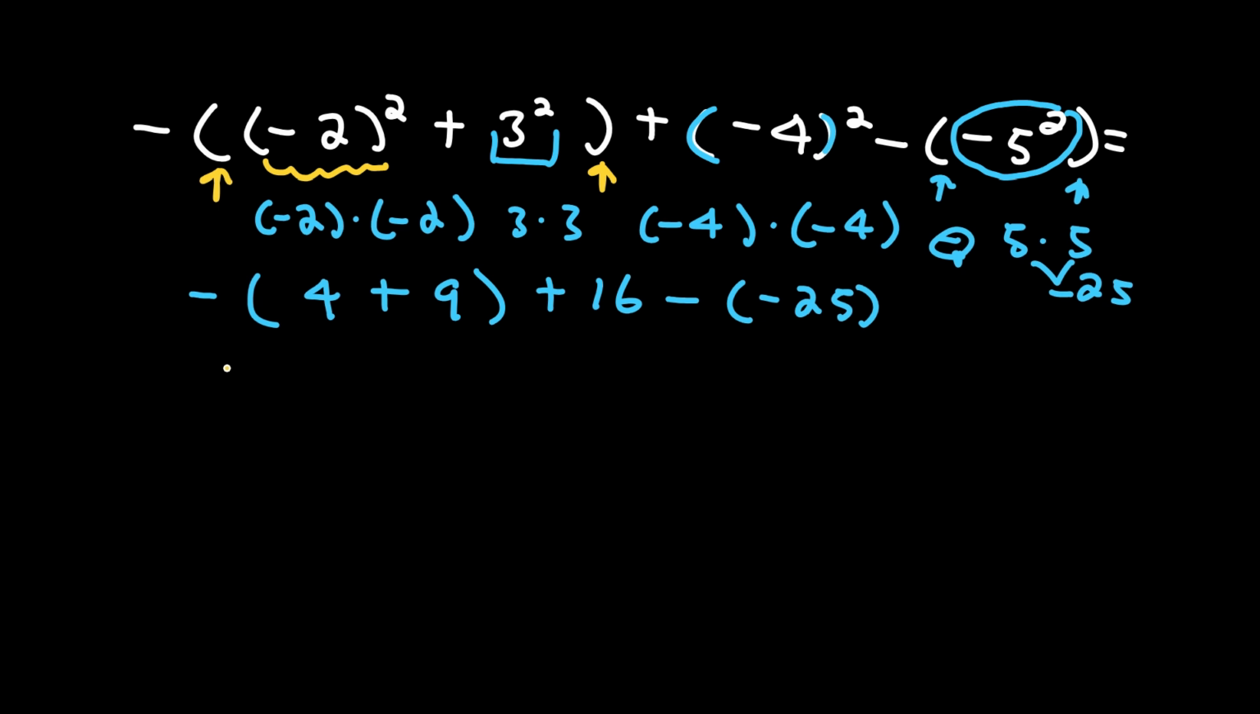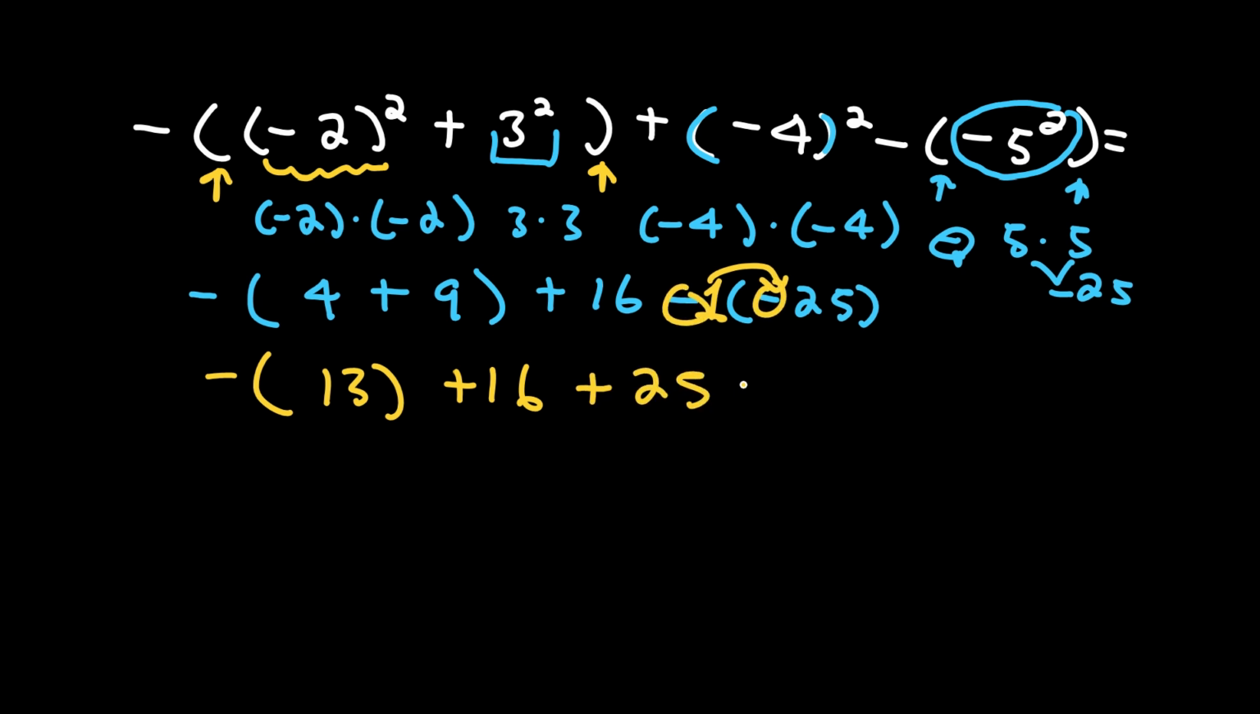Now let's add 4 plus 9. The negative sign outside, 4 plus 9 is 13. Let's bring down the positive 16. Now look over here, we have a 1 in front of that negative. So negative times a negative will give you positive 25.